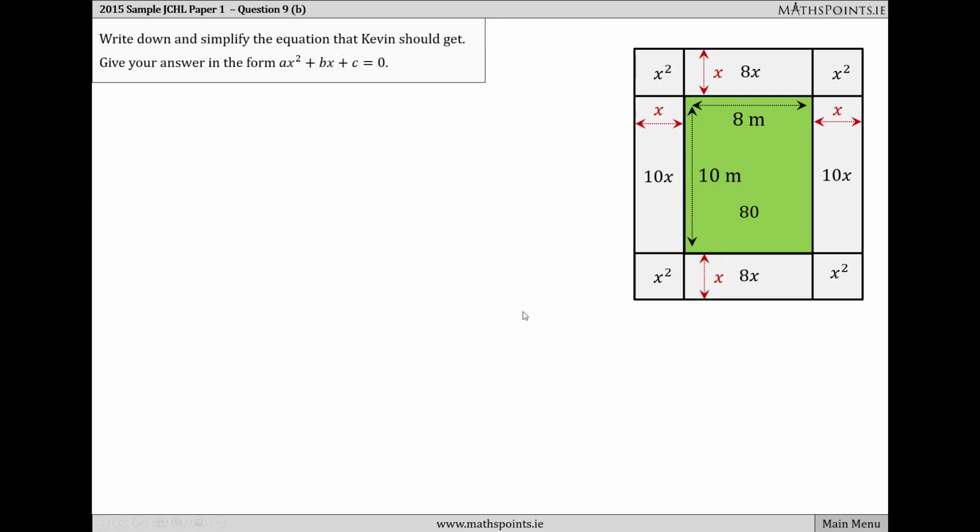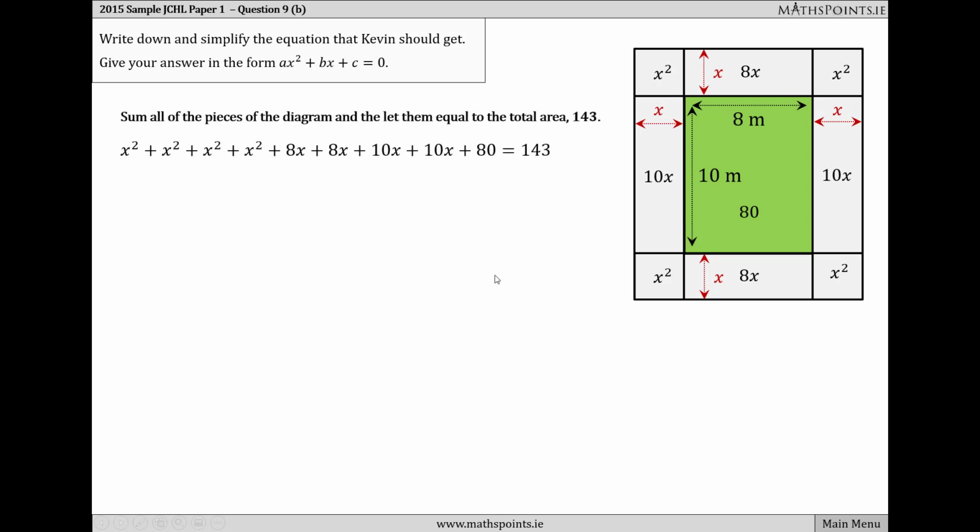So the B part then asks us to simplify the equation that Kevin should get. So Kevin is going to add the 8 grey pieces of his path to the area of the garden and let it equal 143, the total area of the plot. And if we do that, we can see we have the 4x squareds, we have the 2 8x's, the 2 10x's, plus the 80 of the garden, and we're going to let that equal 143.